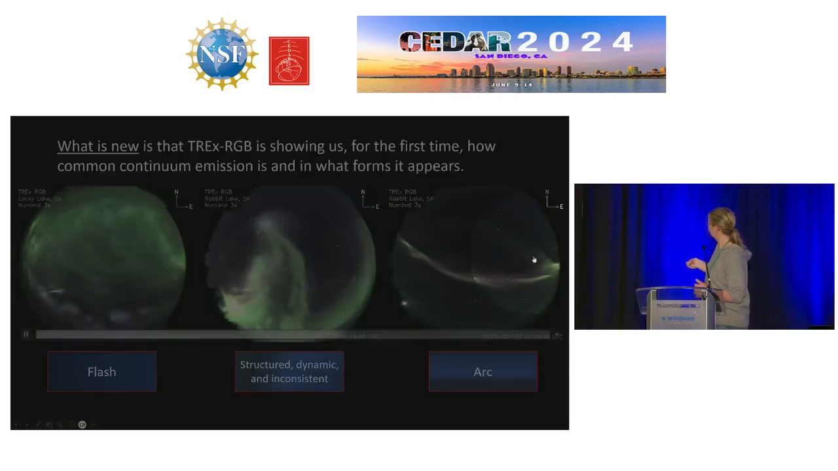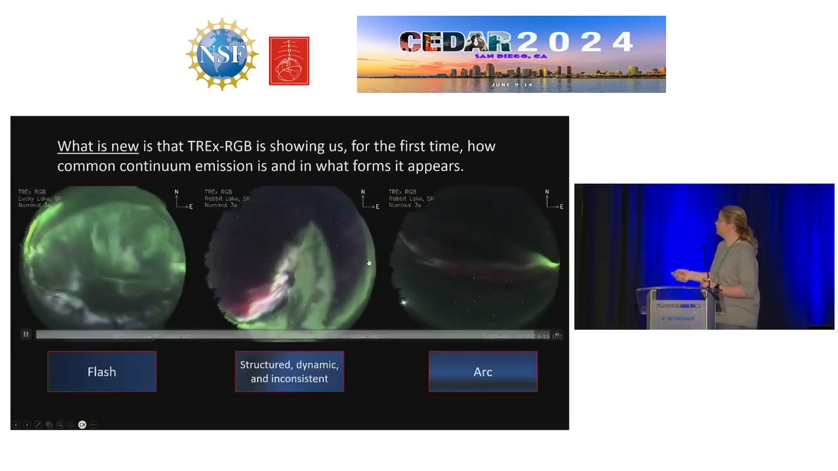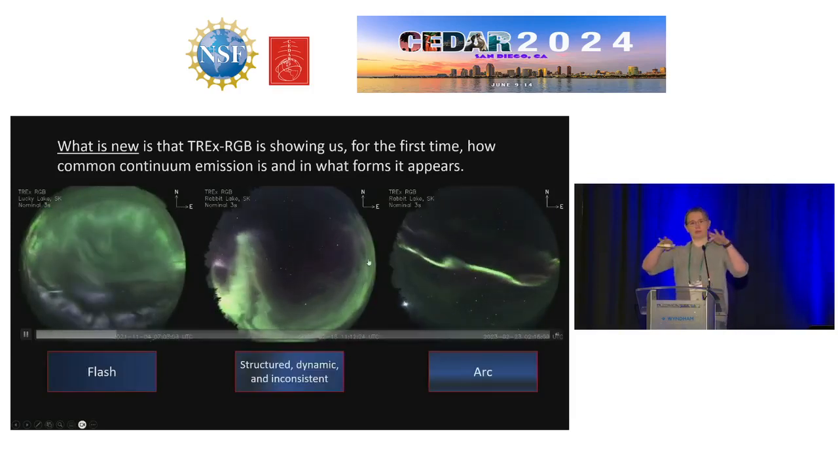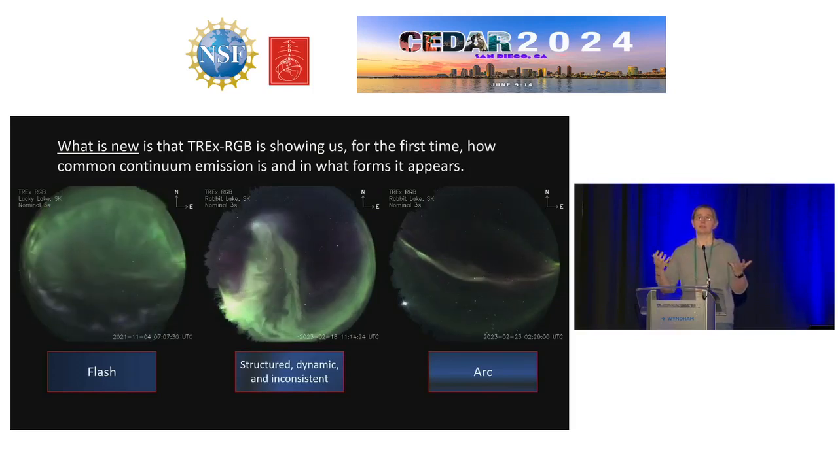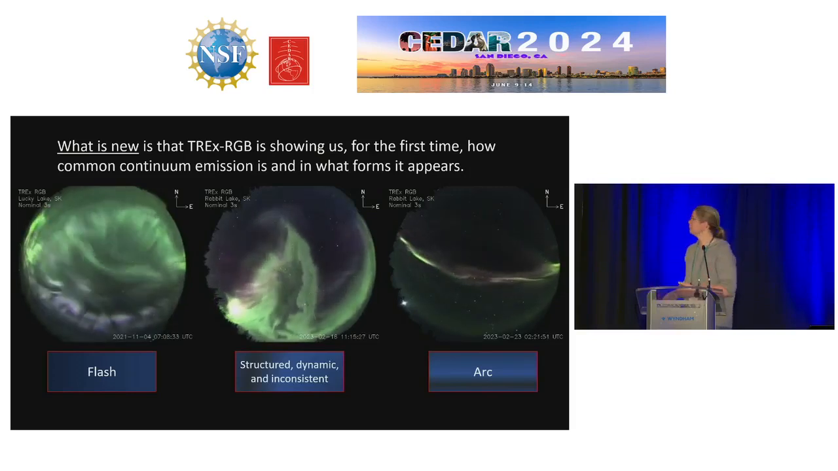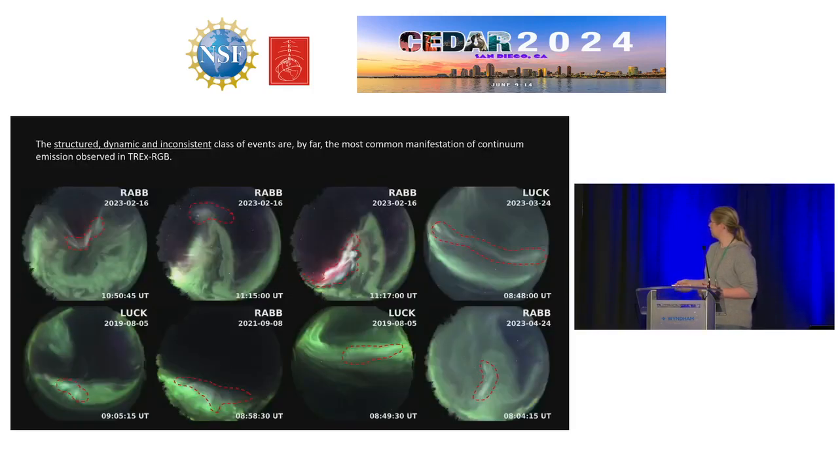This is a little hard to see in these with this color profile on this projector, but what you see is a stable-ish arc, and then as that arc kind of dissipates, it leaves behind what looks like a continuum residual signature. What I will say from the database that we have is that we find this structured, dynamic, and inconsistent behavior is by far the most common manifestation of these structures.